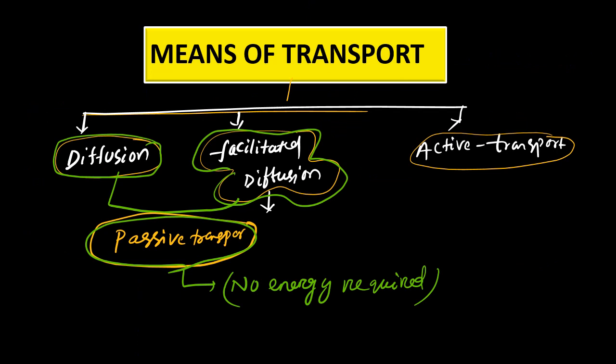Next is means of transport. It is of two types: one is called passive transport, another is called active transport. In passive transport, two types of transportation occur, called diffusion and facilitated diffusion. They are passive because they do not require any energy, but active transport is called active because it requires energy. I will discuss these one by one.